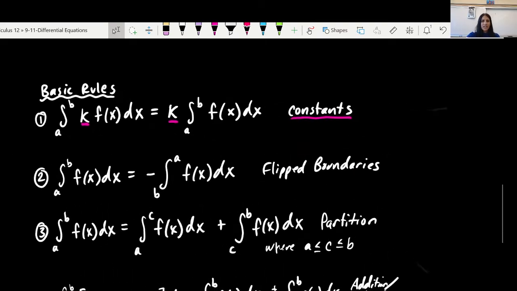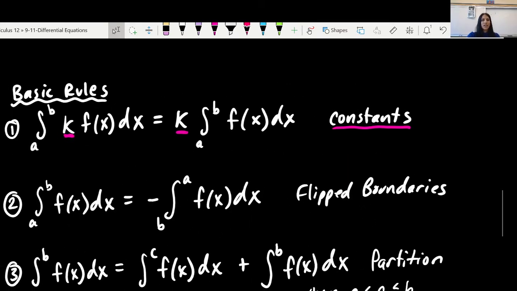Okay, so then this is, again, going back to some stuff you already know. If we look at these basic rules, this truly is a summary of things we've already done.